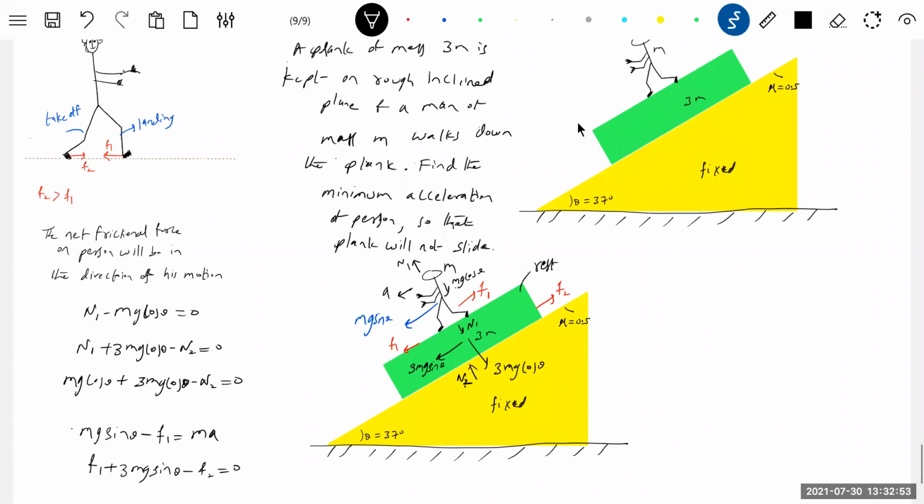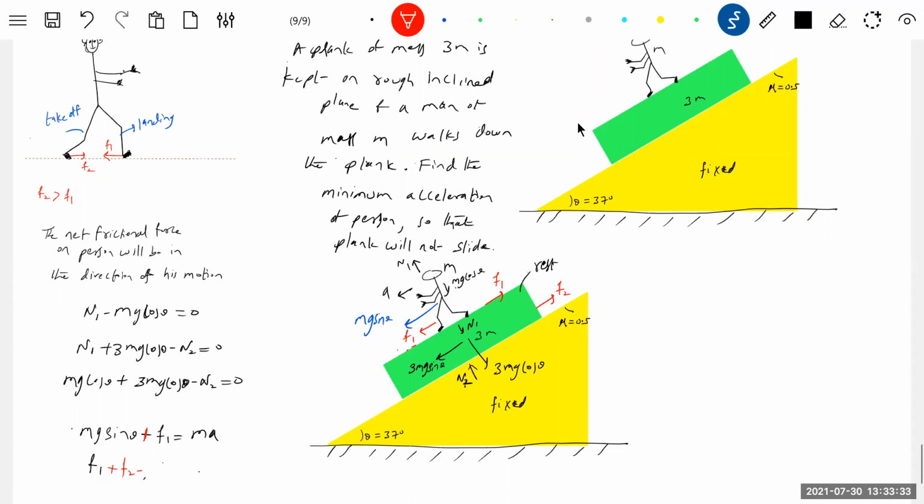Sir, friction acting on the man should be in the forward direction, right, sir? Okay, correct. Now this is friction on the person, forward; on the plank it should be upward. Arrows correct? Yeah, fine. So what is the equation now? mg sine theta plus F1 plus F2 minus 3mg sine theta. Okay, yeah, thank you.